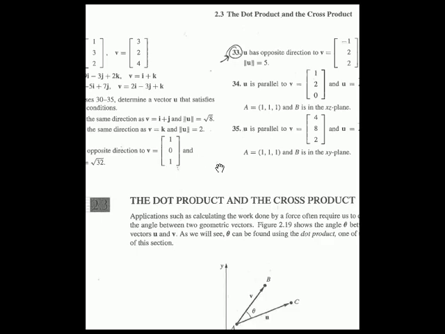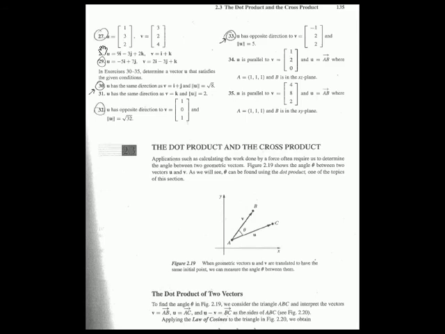The homework in chapters 2 and 3, sections 1 and 2, should be pretty simple. They're just adding vectors and taking scalar multiples of them. And let's look at this. For example, it says take the vector 1, 0, 1 and find another vector which has the opposite direction and the length of the square root of 32.